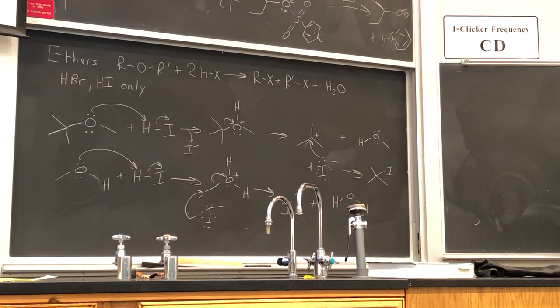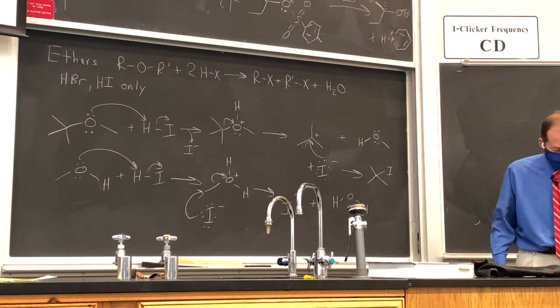Yes? Yes, so we learned on Wednesday that HCl, in these reactions with HX, the stronger acids react faster. And we learned that primary alcohols have to have that extra Lewis acid, the zinc chloride, to react with HCl. And because ethers are less reactive than primary alcohols, then they won't react at all with HCl.